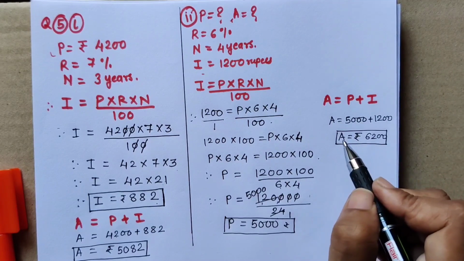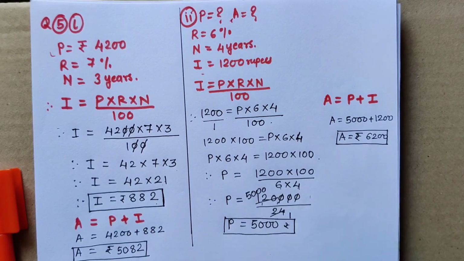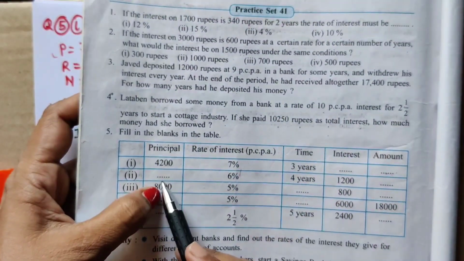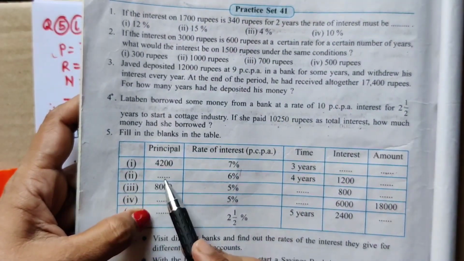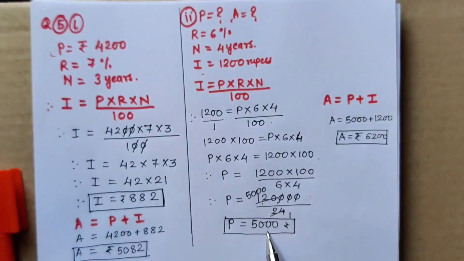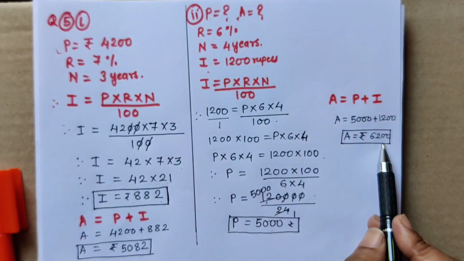And these two values we can fill in the blanks in the question. So P value here in second question, second sum, P value is rupees 5,000, and A value in the end we can write 6,200 rupees.